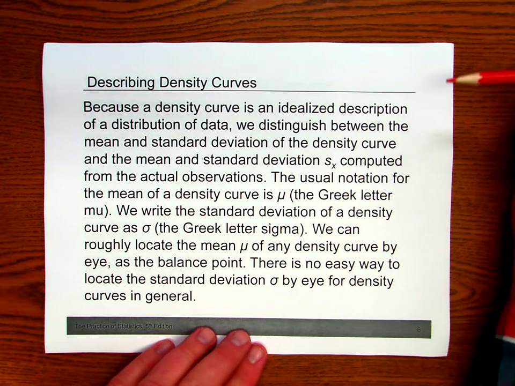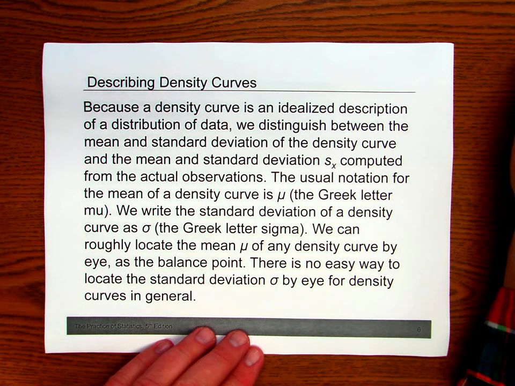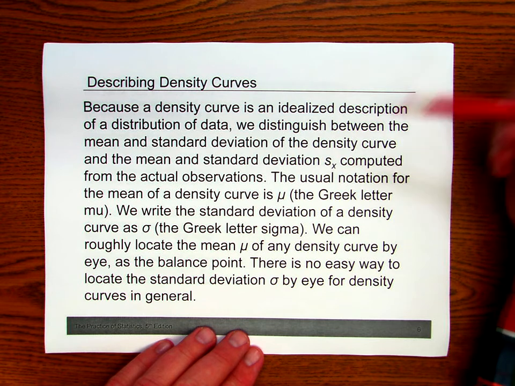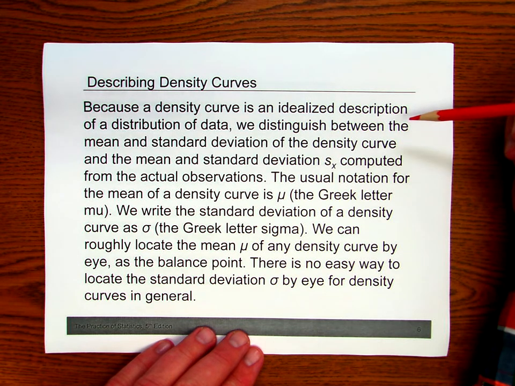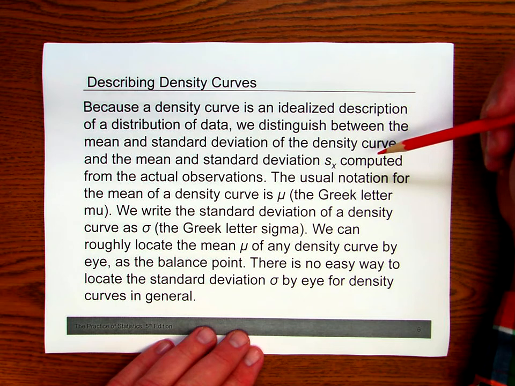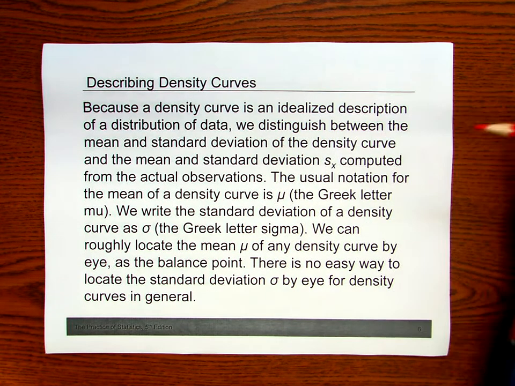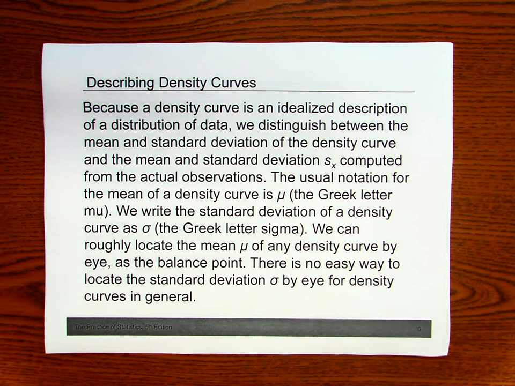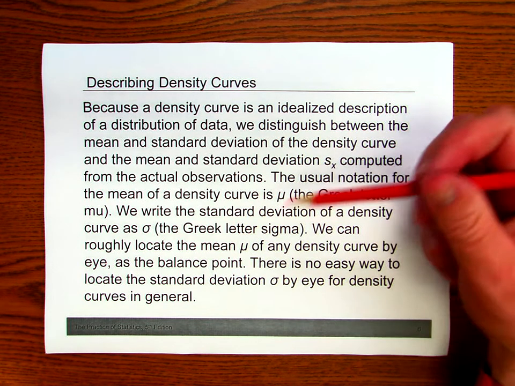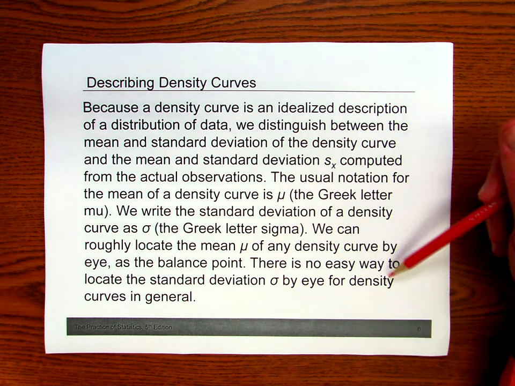Because a density curve is an idealized description of a distribution of data, we distinguish between the mean and standard deviation of the density curve and the mean and standard deviation s sub x computed from actual observations. The usual notation for the mean of a density curve is mu. We write the standard deviation of a density curve as sigma. We can roughly locate the mean of any density curve by eye as the balance point. There is no easy way to locate the standard deviation by eye for density curves in general.